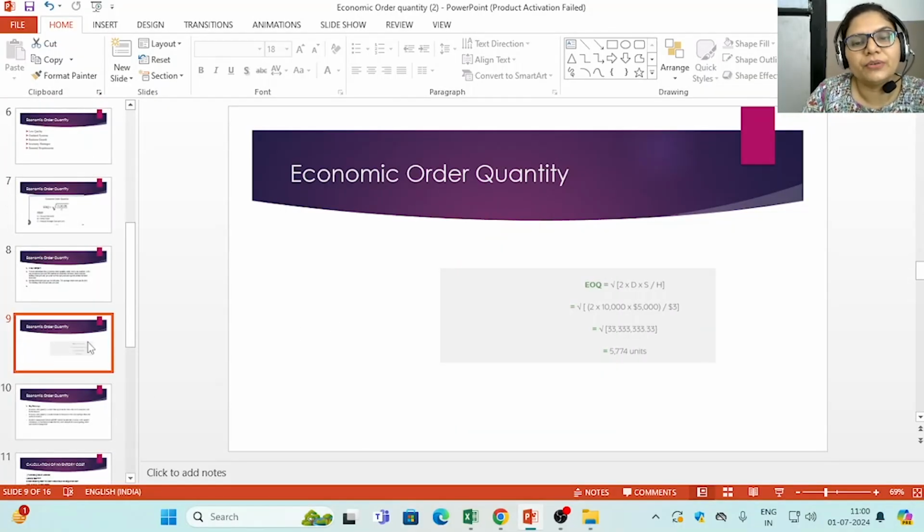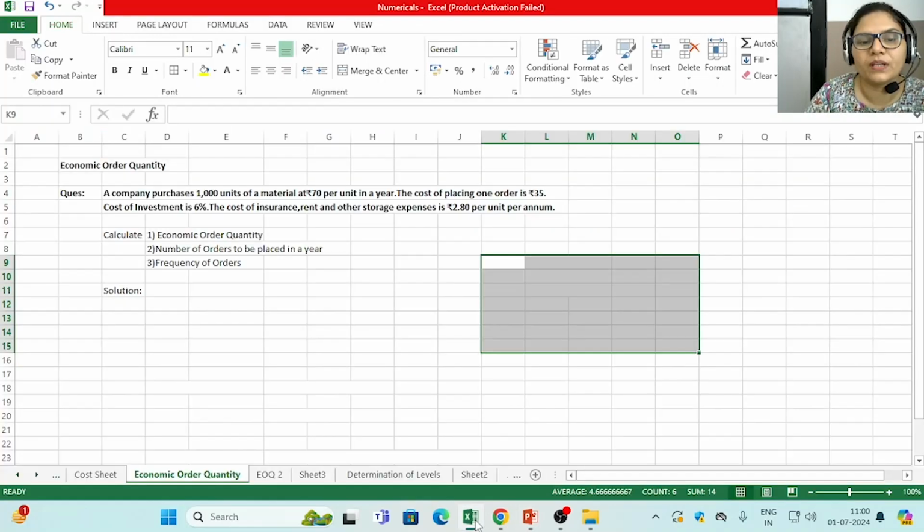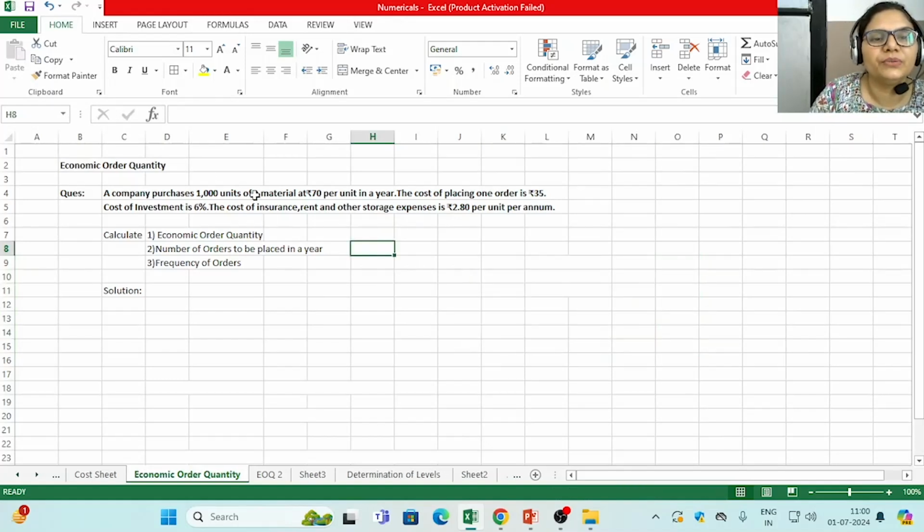Now we have studied some theoretical aspects related to economic order quantity. We will understand this concept more efficiently with the help of a numerical. Let us see. The question given in front of you is: a company purchases 1000 units of a material at rupees 70 per unit in a year. The cost of placing one order is rupees 35. Cost of investment is 6%. The cost of insurance, rent, and other storage expenses is rupees 2.80 per annum. You are required to calculate the economic order quantity.